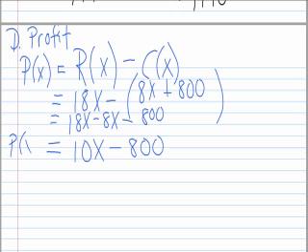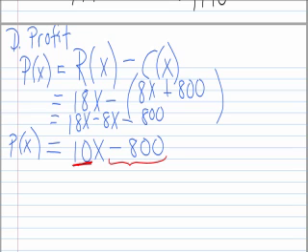Now, with a little bit of analysis, this is not a coincidence the way this profit function turned out. If the shirts are costing her $8 to make and she's selling them for $18, she's going to make $10 a shirt. That's where that 10 comes from. But she's also starting out in the hole $800 because she had these fixed costs up front to start this business. But that's what our profit function would look like.